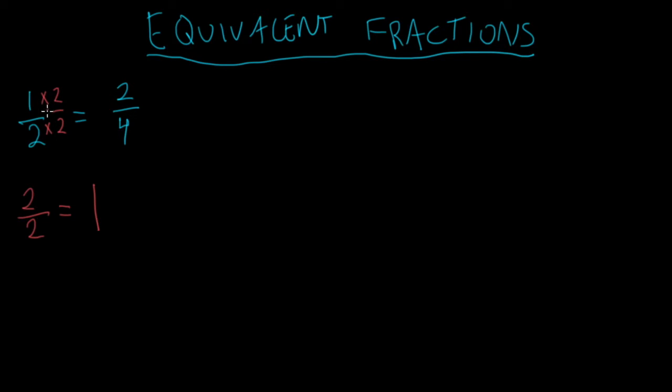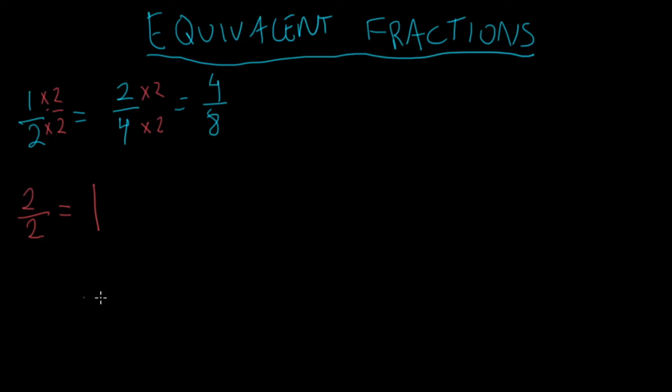So the golden rule here is whatever you do to the top of a fraction, you have to do to the bottom. Whatever you do to the bottom of a fraction, you also have to do to the top. If you follow this rule, then you can go on forever. Let's try multiplying by 2 again, and that gives us 4 out of 8. And you can keep doing this on and on and on. As long as you multiply the top and the bottom by the same thing, it can go on forever.